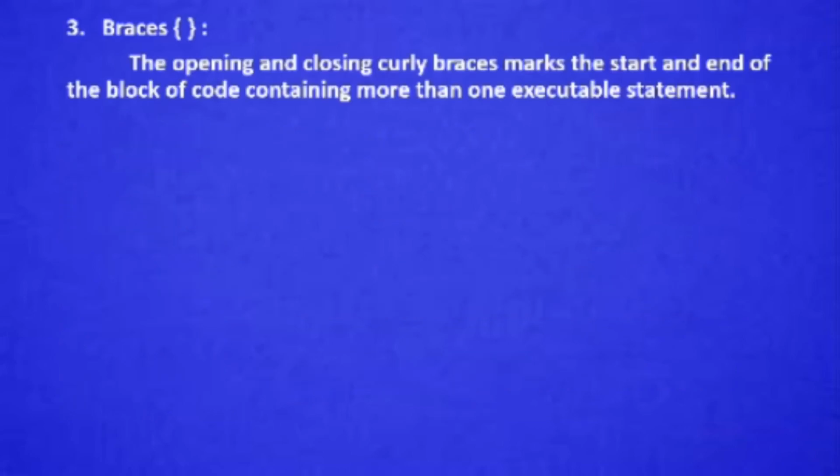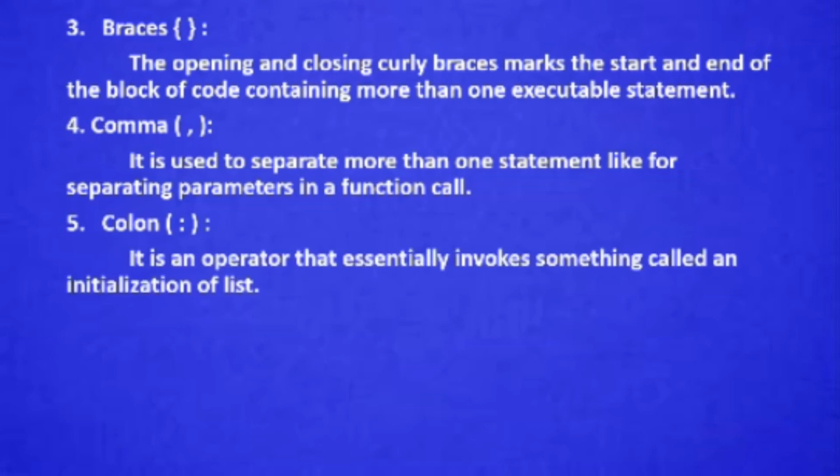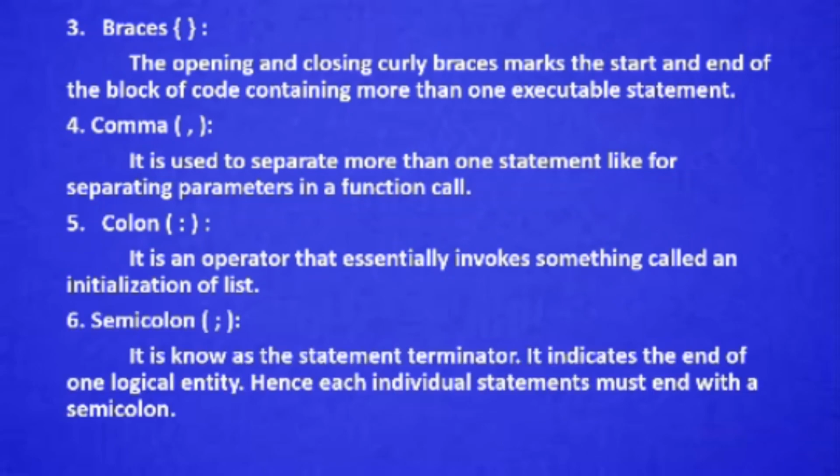And braces: the opening and closing curly braces mark the starting and ending of a block of code containing more than one executable statement. Comma: it is used to separate items, like separating parameters in a function call. Colon: it is an operator that essentially invokes something called an initialization list. Semicolon: it is also known as the statement terminator. It indicates the end of one logical entity, hence individual statements must end with a semicolon.